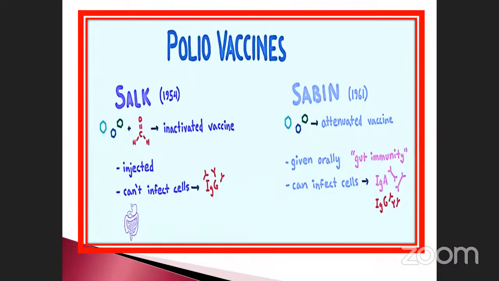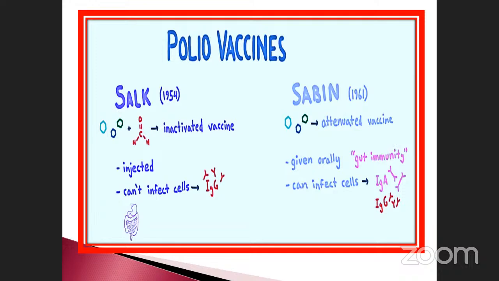Seven years difference. Attenuated vaccine. Inactivated, attenuated. Attenuated means modified. Given orally, get immunity and can infect the cell: immunoglobulin A and immunoglobulin G. Here it cannot infect, but here it infects, immunoglobulin A and immunoglobulin G also. These are all very important things.